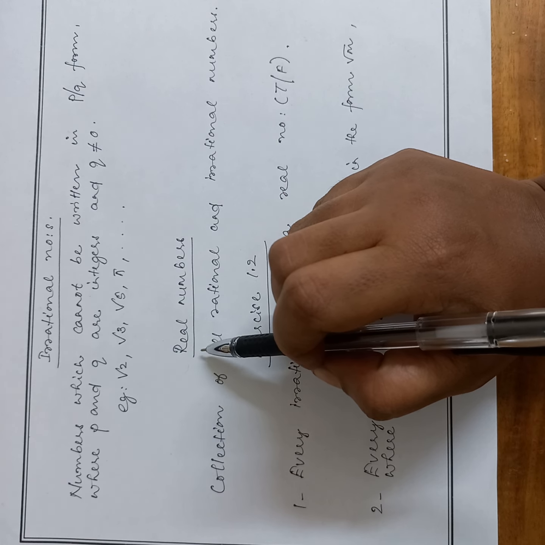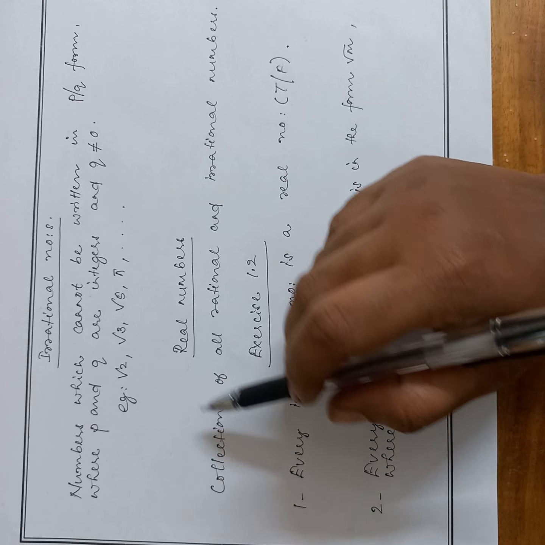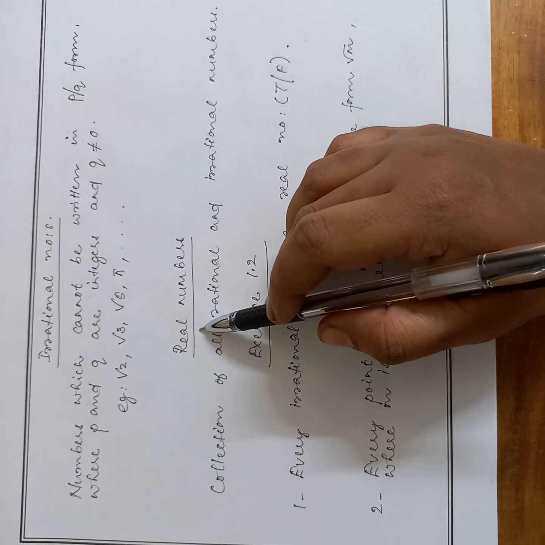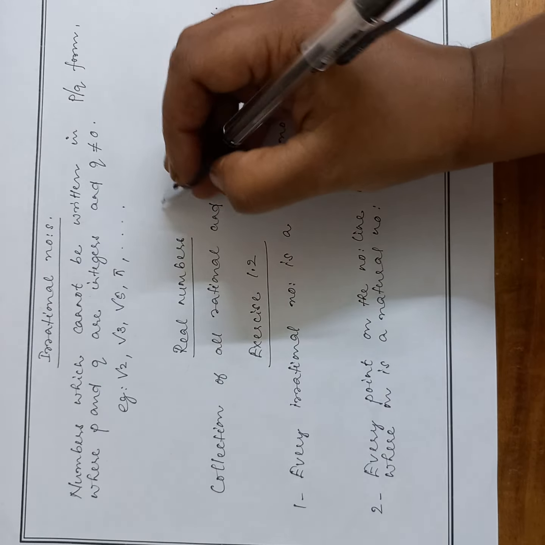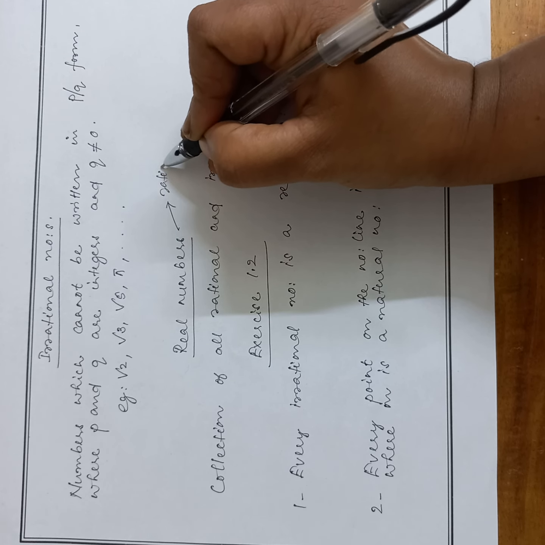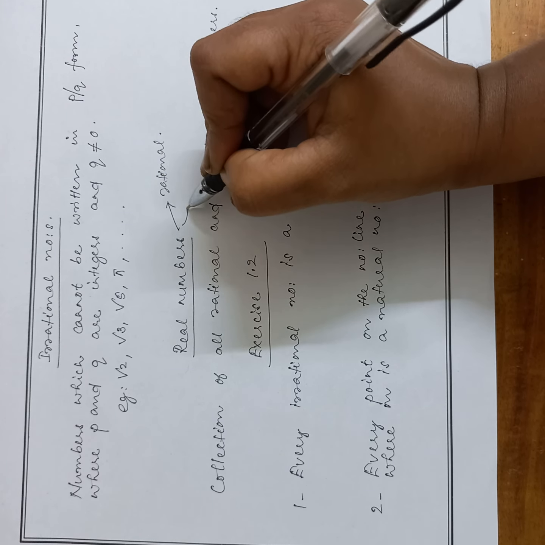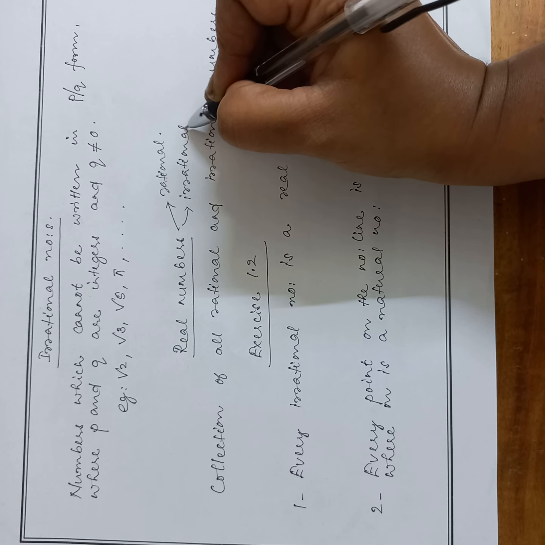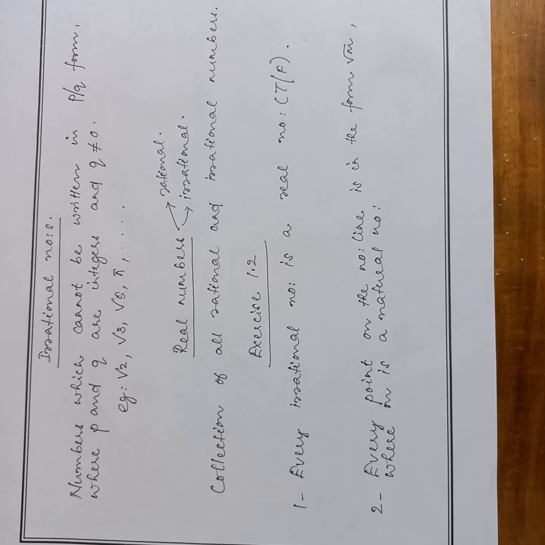Then next is real numbers. A collection of all rational and irrational numbers is known as real numbers. So real numbers consist of both rational numbers and irrational numbers. A combination of both rational and irrational numbers is known as the real numbers.